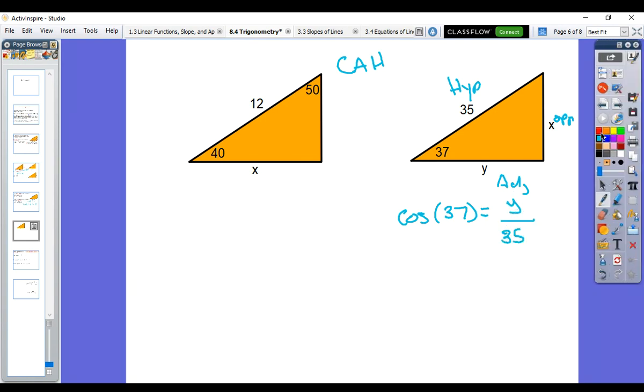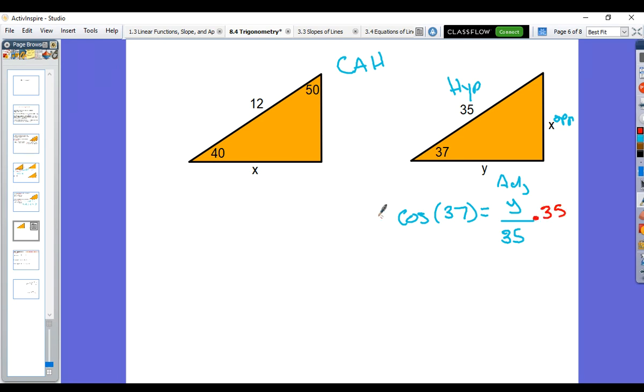So to solve for y, we'll multiply both sides by 35, giving us 35 times the cosine of 37 equals y. So this is what we put in the calculator right there. 35 times the cosine of 37 degrees gives us 27.952 equals y.